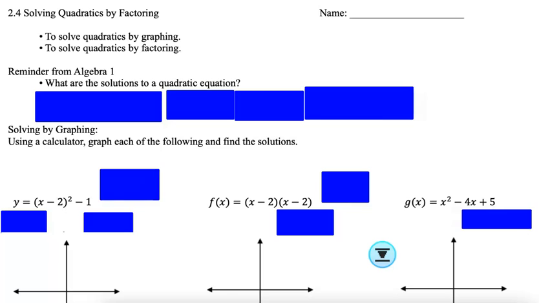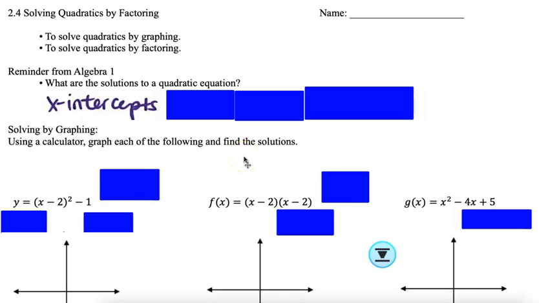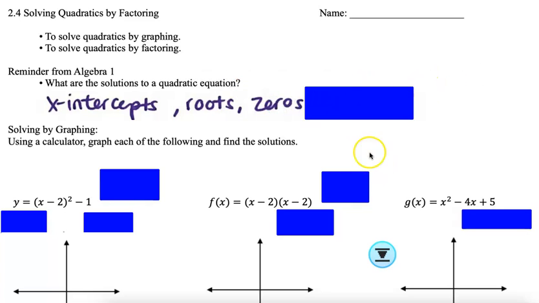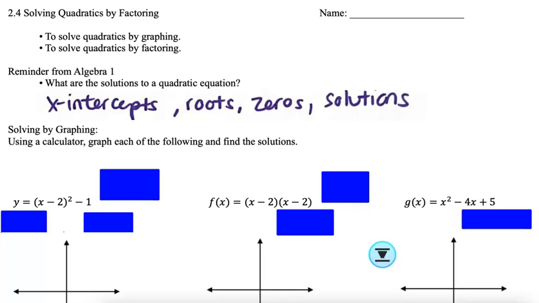So a reminder from Algebra 1, solutions to a quadratic equation are going to be called your x-intercepts. So if it ever wants you to solve a quadratic, you're essentially looking for the x-intercepts. Now, x-intercepts have many different words in algebra. They can be called roots, they can be called zeros, and they can be called, again, solutions. So if it asks you for any of these terms, it's wanting you to find the x-intercepts.